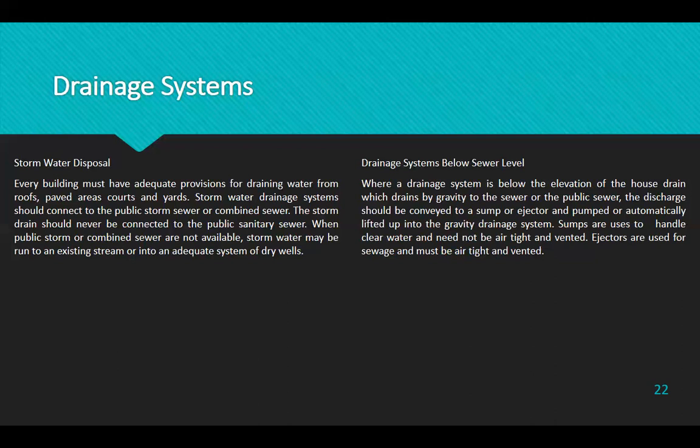The stormwater drainage system should connect to the public storm sewer or combined sewer. The storm drain should never be connected to the public sanitary sewer. When the public storm or combined sewer are not available, stormwater may run to an existing stream or an adequate system of dryways. So drainage system below sewer level. Yung mga may basement. Where a drainage is below the elevation of the house drain, which drains by gravity to the sewer or the public sewer, the discharge should be conveyed to a sump or ejector and pump or automatically lifted up in the gravity drainage system.